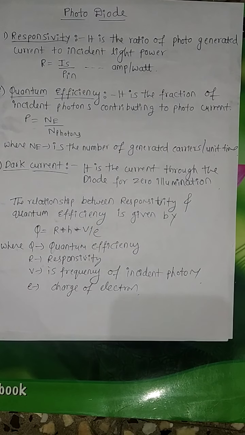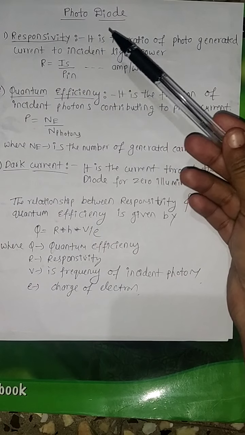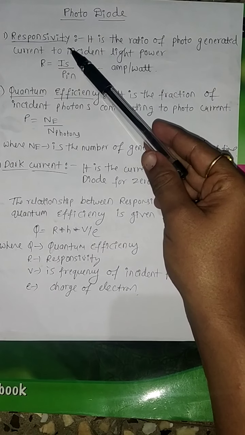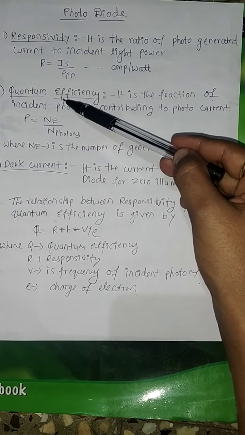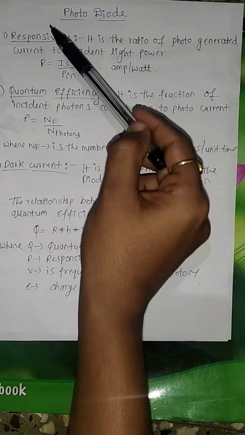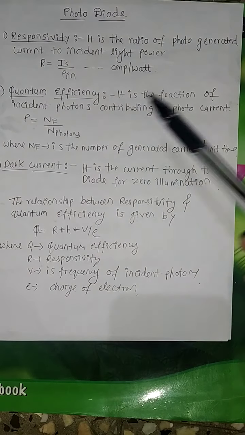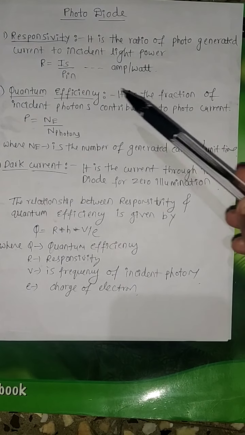Now that we already know about the photodiode, we should know three important definitions. One is responsivity, the second one is quantum efficiency, and the third one is dark current. These are three definitions they may ask in the examination. So first let's go to the responsivity term.